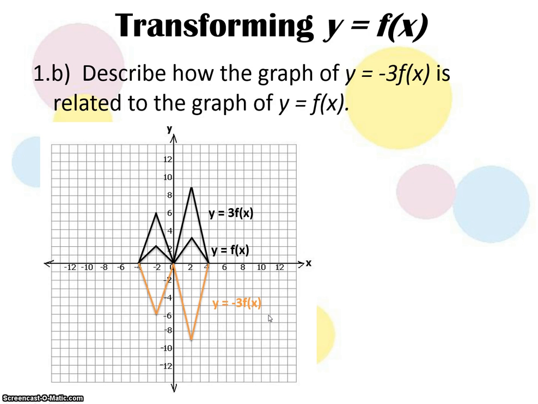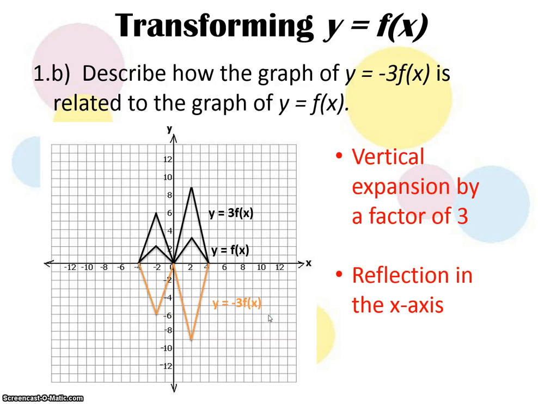If we had to compare the graph of y = -3f(x) to the original, we would say that these specific transformations had happened. There was a vertical expansion or stretch by a factor of 3, and then there was also a reflection in the x-axis.